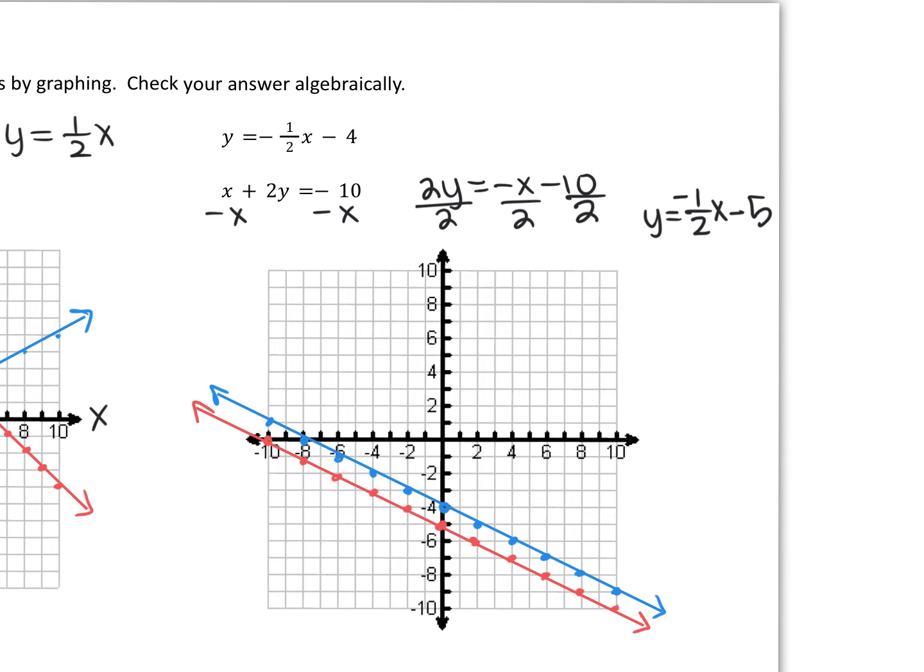Now if I look, these lines don't touch. There's no intersection. So when the lines don't intersect, that means there is no solution. There is no point that I plug in for x and y where the equations are going to equal each other.